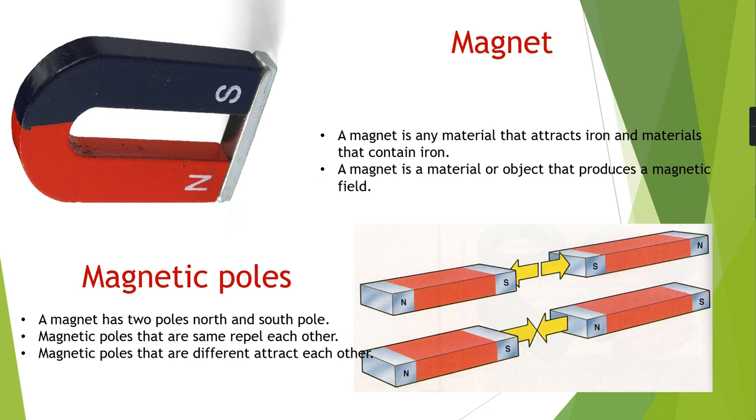Magnetic poles. A magnet has two poles. They are North Pole and South Pole. Magnetic poles that are the same repel each other. Magnetic poles that are different attract each other.